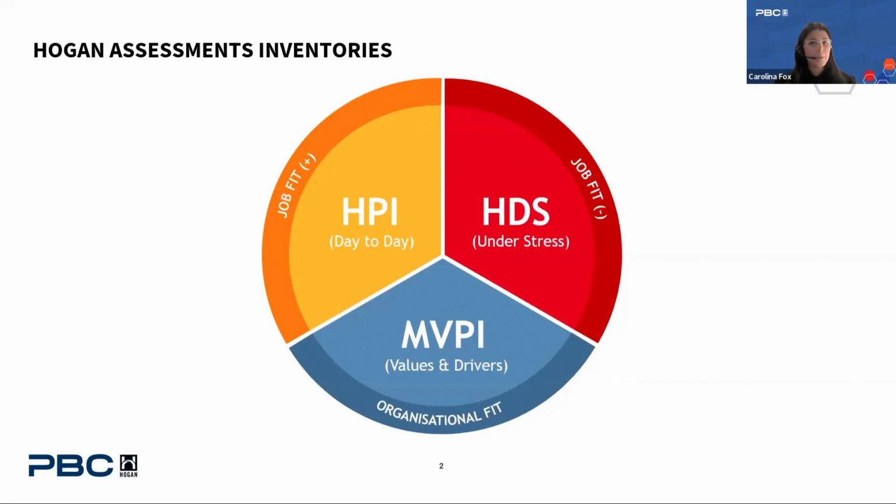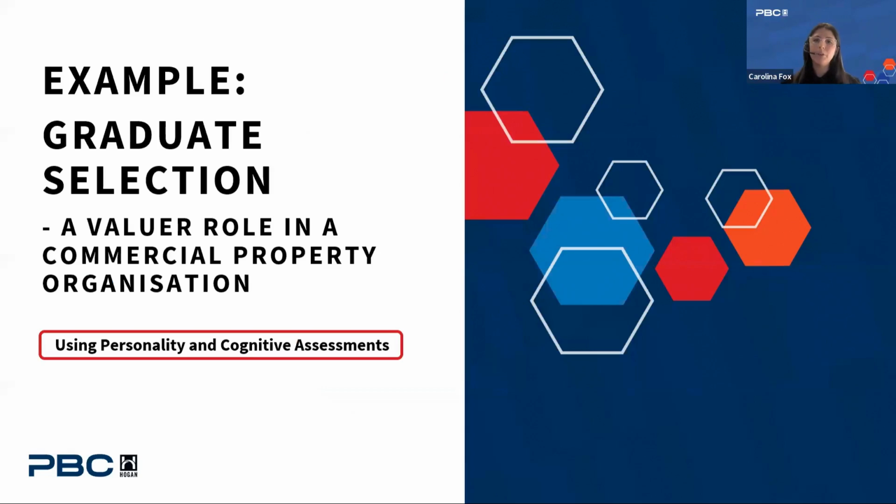So for our first one, Peter will run through the aggregated scores and Hogan profiles for a group of candidates who have applied for a valuer role. And that's at a commercial property organisation. So this is for a selection exercise.